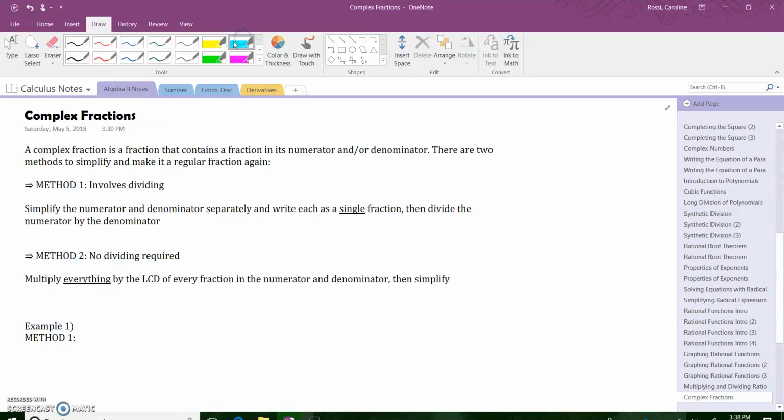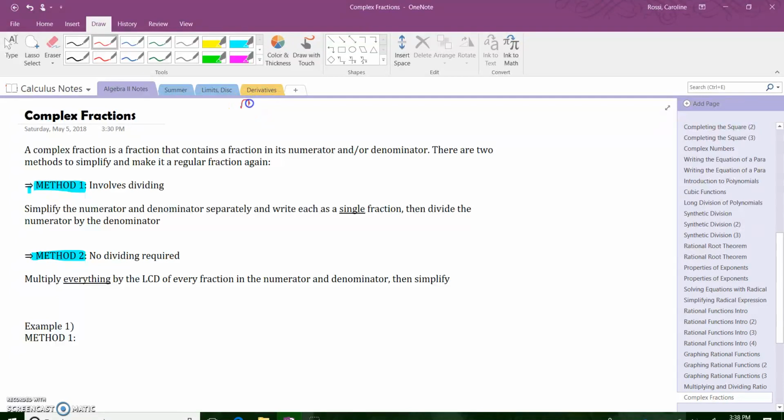So we just started this in class, so I'm going to start the video with the notes that you should have written down in your notebook. If they're not written down, pause now and write these please. This is just quickly summarizing the two methods that we have for simplifying complex fractions.